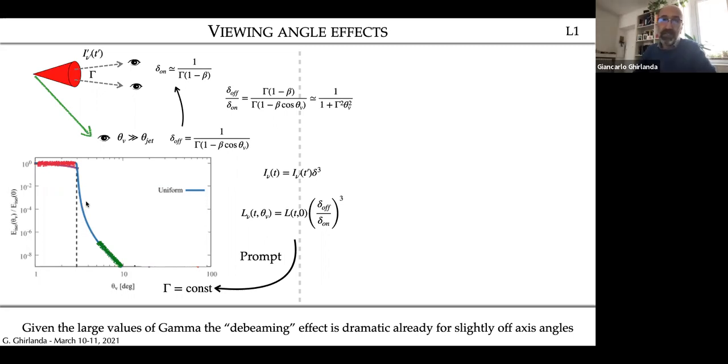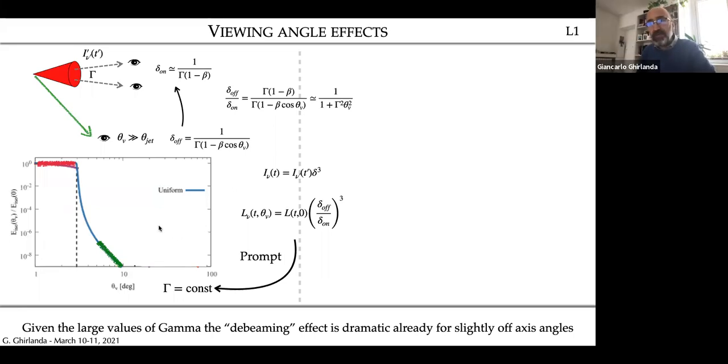So this is dramatic. Of course, the shape of this fast decay is set by the parameter we fixed, which is the bulk Lorentz factor. The larger the bulk Lorentz factor, the steeper the decay. The smaller the bulk Lorentz factor, the shallower the decay.